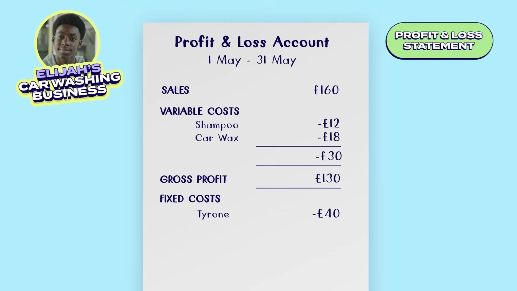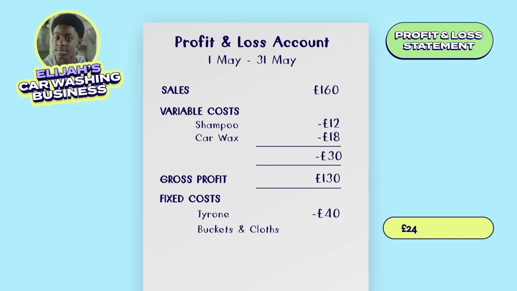Elijah's final costs are for the buckets and cloths. He bought these for £24 at the start of the year, but given they're going to be used throughout the entire year, he decides to spread the £24 cost equally over 12 months. That's £2 a month. So he records a cost of £2 in May for the buckets and the cloths.